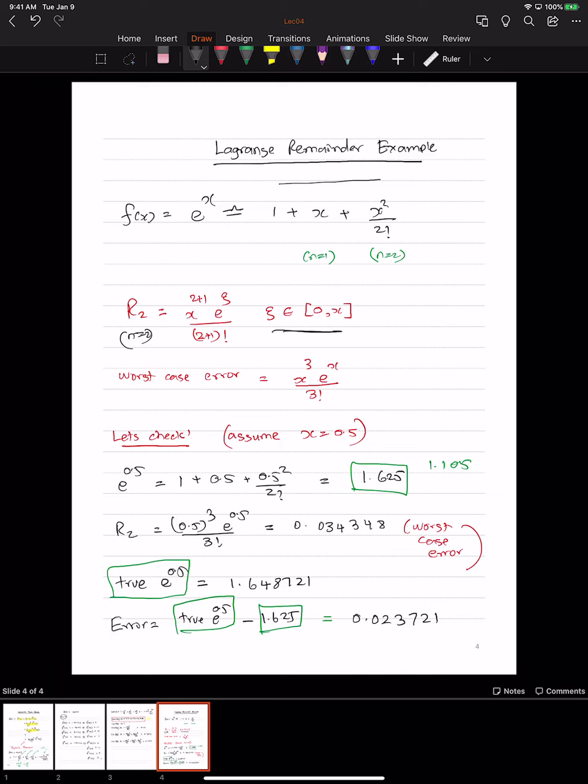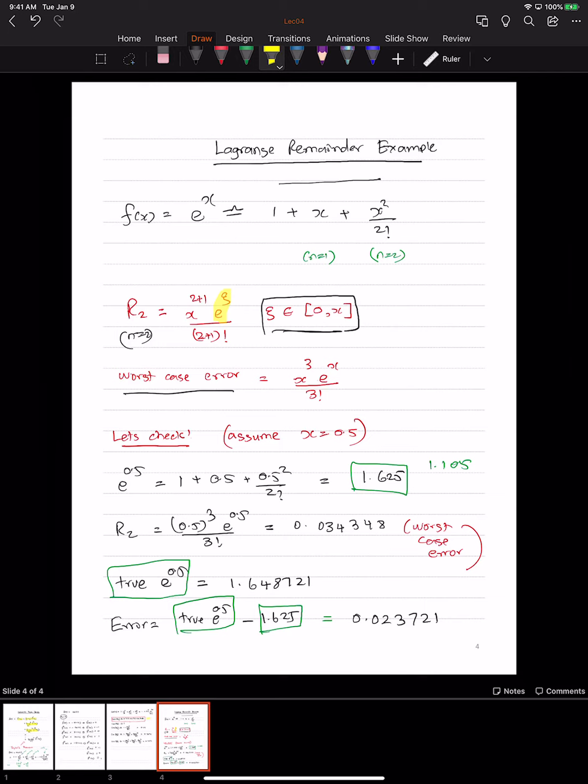Once we have this approximation, where will the error be? That is the Lagrange theorem. The error will be x to the power 2 plus 1, because n is equal to 2, times e to the power psi divided by 2 plus 1 factorial. Psi can be anywhere between 0 and x. If we want the worst case error, we put the value that makes the error highest. So I will put x, because e to the power psi is the deciding factor. Everything else is the same.